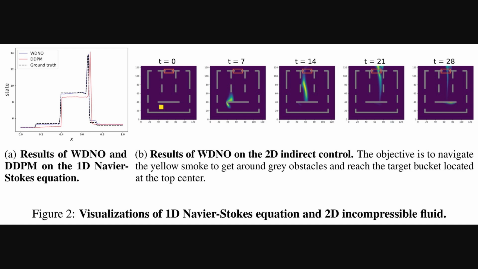Then on the right, we see the 2D control task in action. The goal is to steer that yellow smoke around the gray obstacles to reach the target area at the top. These snapshots show how WDNO controls the flow over time, successfully guiding the smoke through the maze. It's a good visual demonstration of its effectiveness in a more complex control scenario.